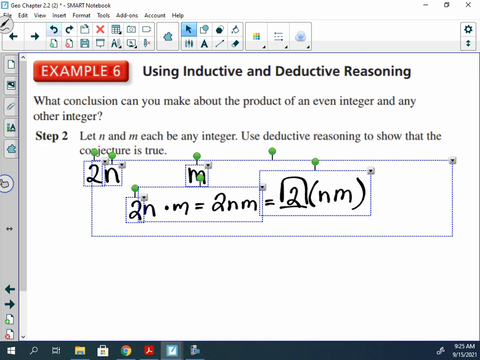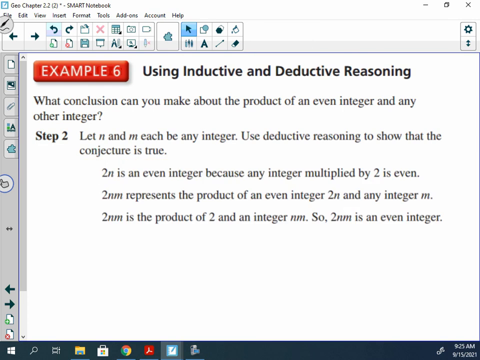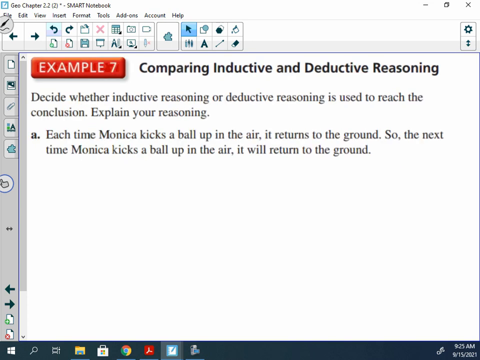2n is an even integer because any integer multiplied by 2 is even. 2nm represents the product of an even integer and any other integer m. 2nm is the product of 2 times an integer nm, so 2nm is even. So it's another way that we can look at this, using deductive reasoning, and just breaking it down using our properties of even integers.